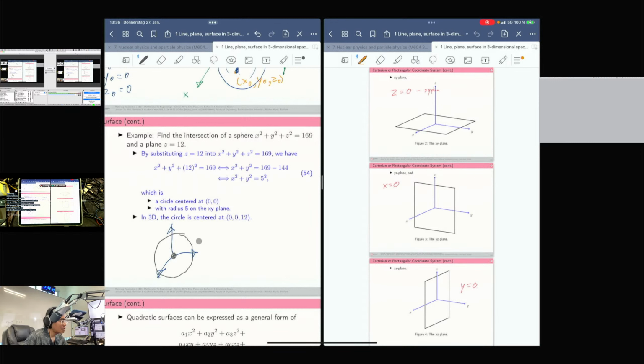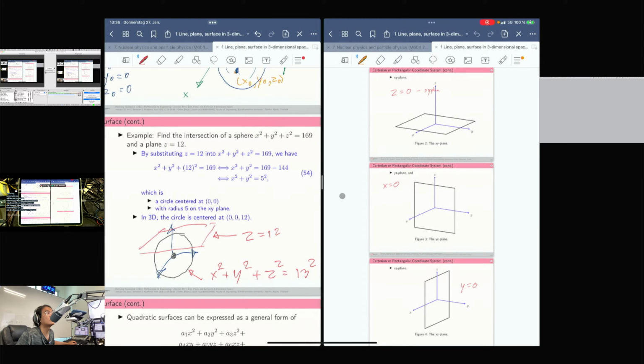Okay, and they want to know what is the intersection result from this plane and the plane here, which is our z equals 12. This is x squared plus y squared plus z squared equals 13 squared. So what is the result in this scenario? You have to deliver the answer. Okay, what do you think then?